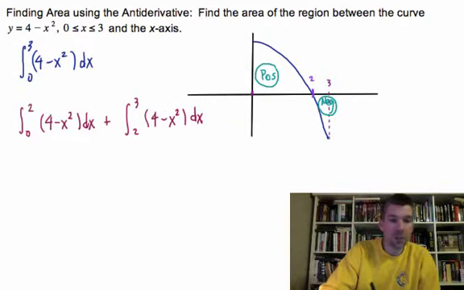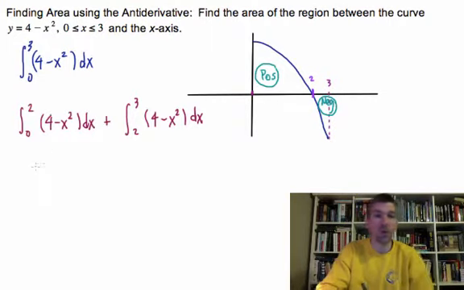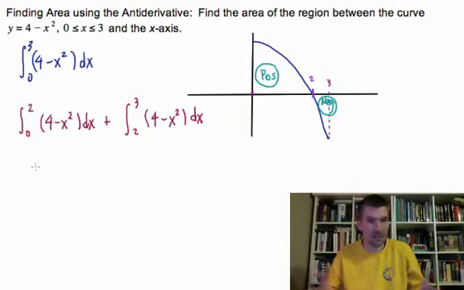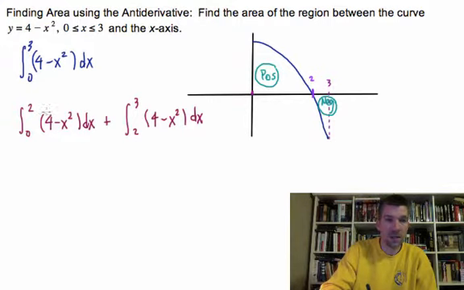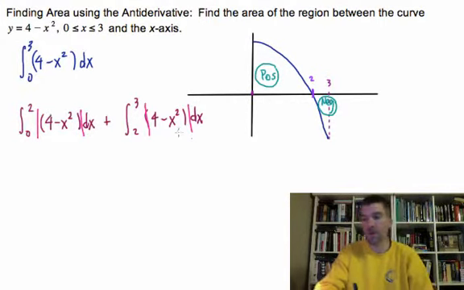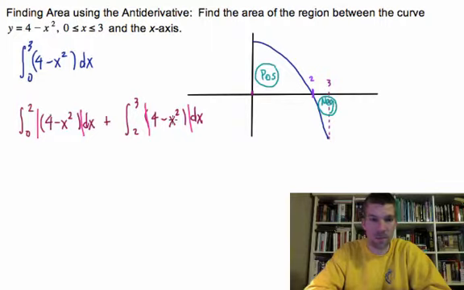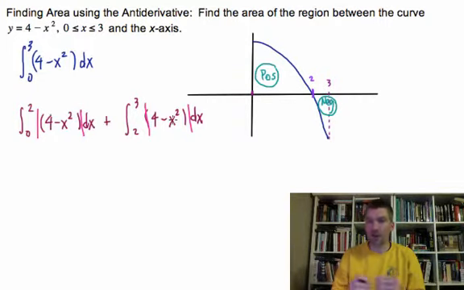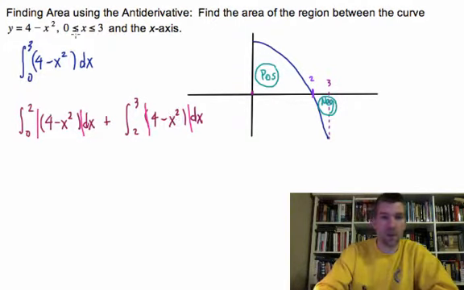Okay? But here's the kicker. The one change that we're going to make on both of these, because we want total area, that's like total distance, it's always going to be positive. It's like absolute value. We want the absolute value of these. Now, we're not going to actually integrate absolute value. That's going to be another lesson for another day. But when we evaluate these, we want the absolute value.